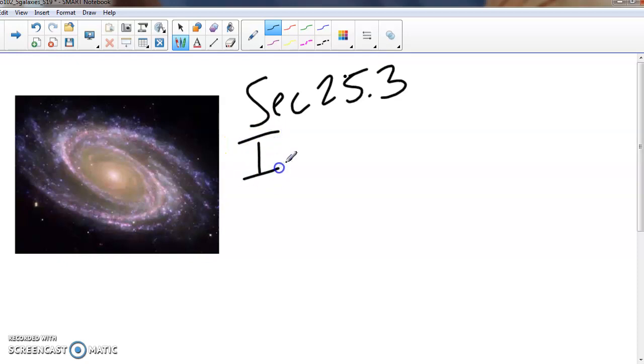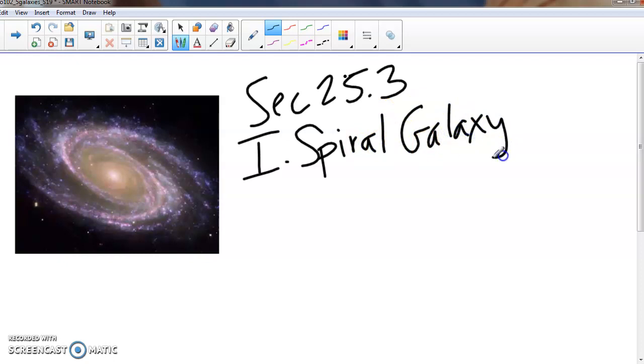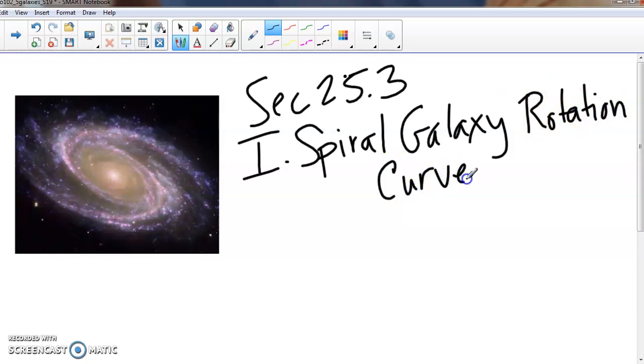So the evidence for dark matter first came from something that we call spiral galaxy rotation curves. And I will try my best to write neatly. This is a new pen and a different type of system, but we're going to get it, okay?